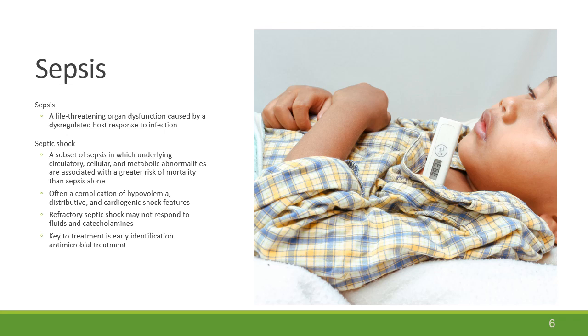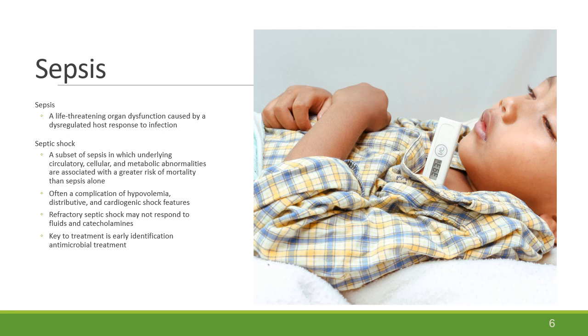are life-threatening organ dysfunction caused by a dysregulated host response to infection. In other words, an overwhelming infection throughout the body. Septic shock is a subset of sepsis, in which underlying circulatory, cellular, and metabolic abnormalities are associated with greater risk of mortality than sepsis alone.